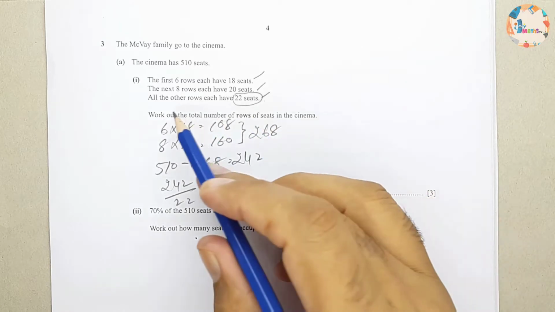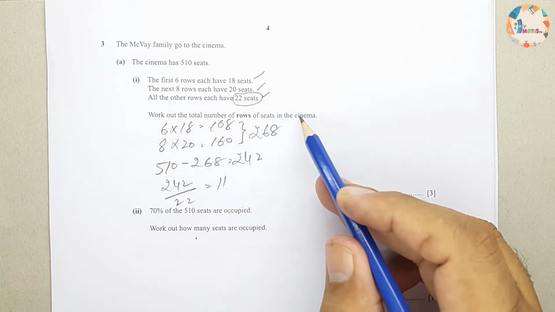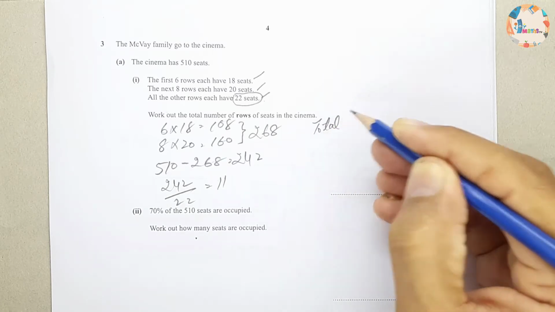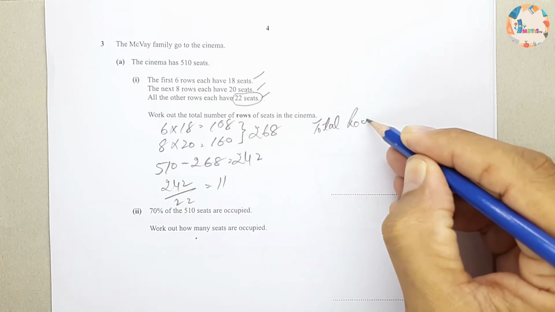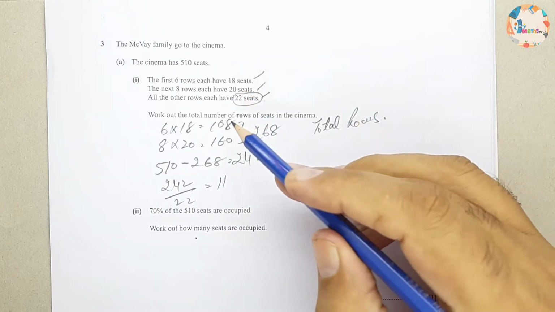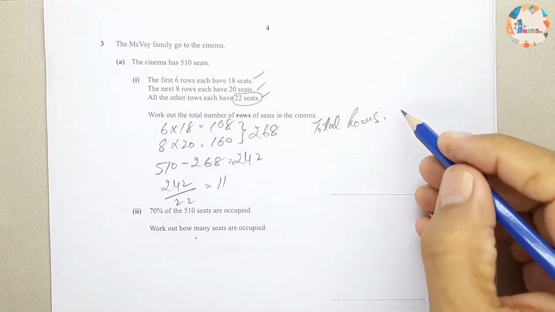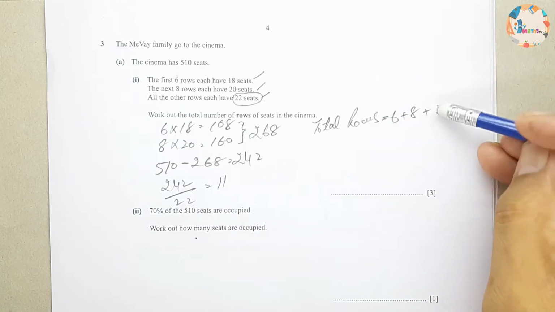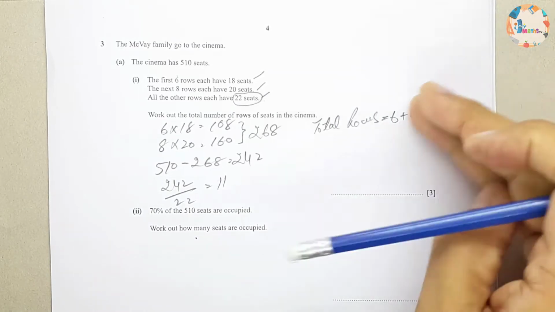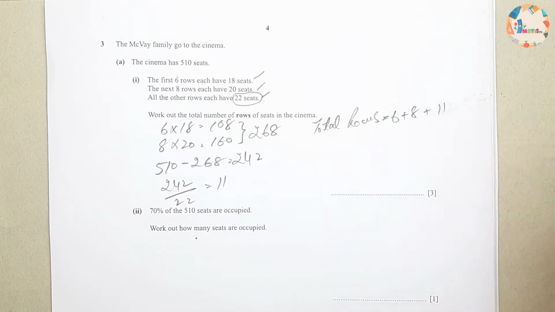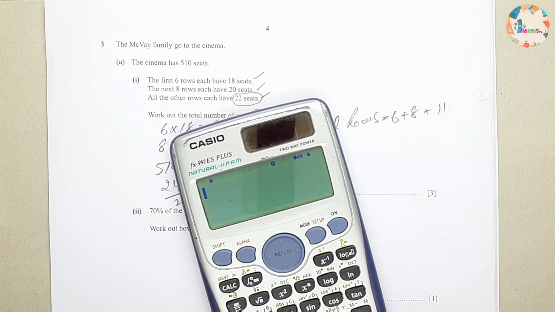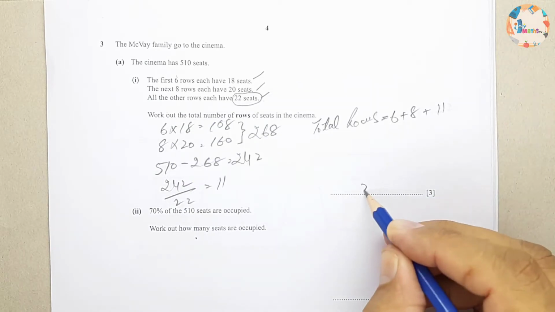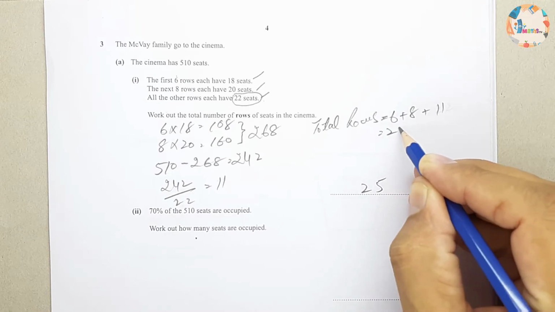They are saying work out the total number of rows of seats in the cinema. So total rows will be equal to 6 plus 8 plus 11, basically we calculated 11 just now. So 11 plus 6 plus 8 will be giving us 25. So total rows will be 25 rows.